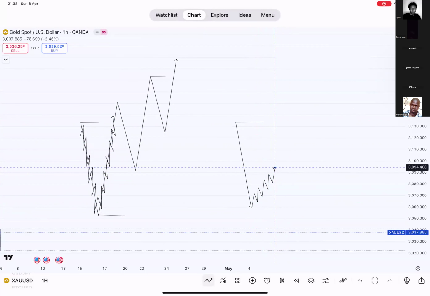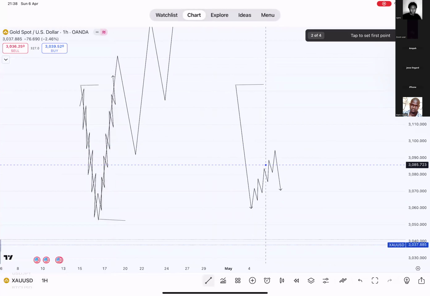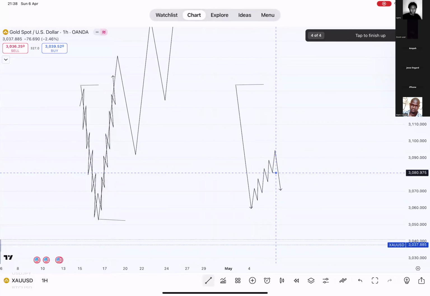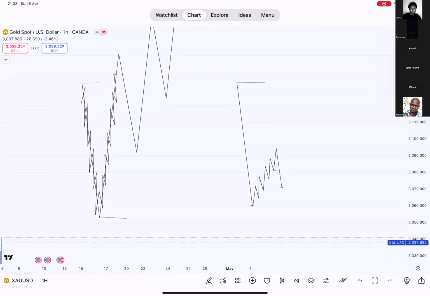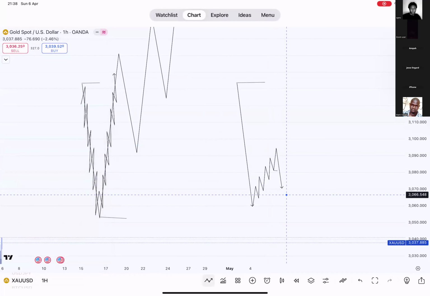So all of a sudden, you can actually see a change of character. That's why I said the minor change of character is located inside the internal structures. Any change of character you find inside internal structures, you should not pay much close attention to it.